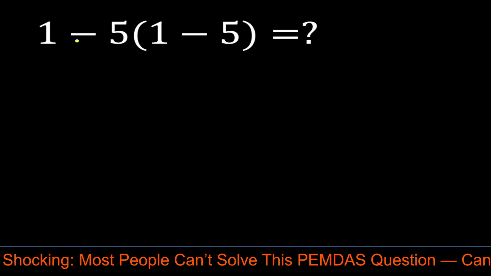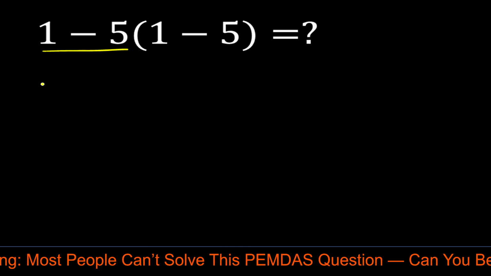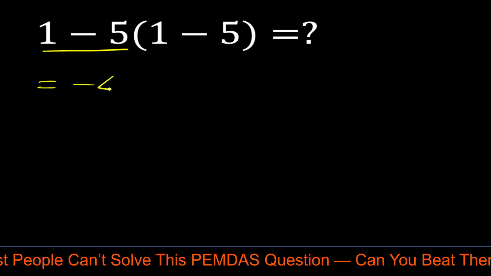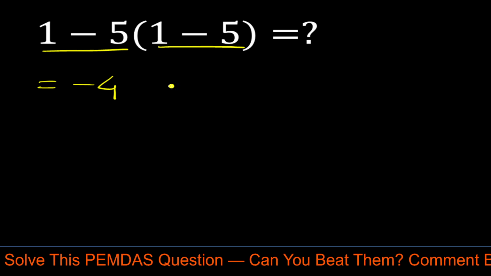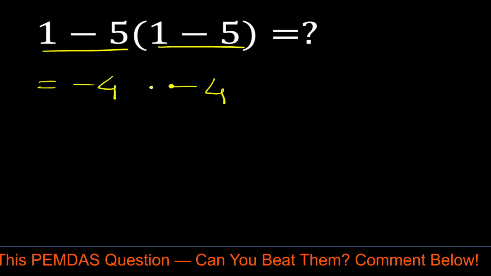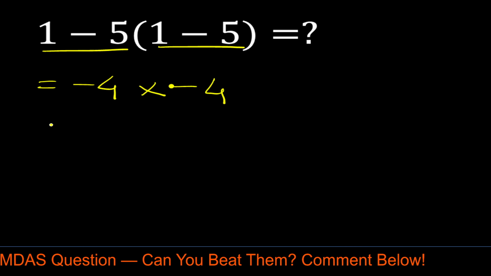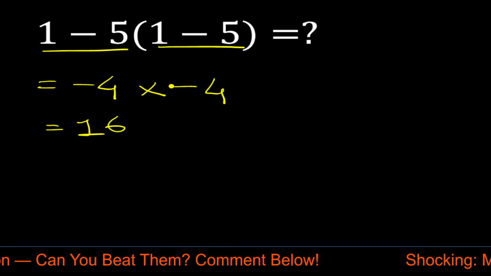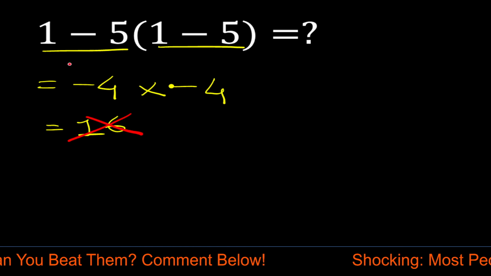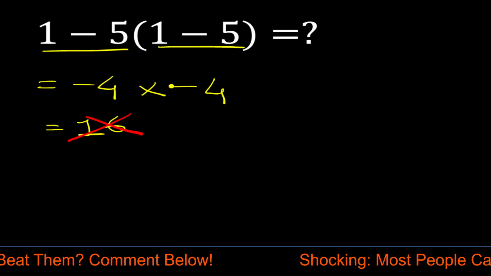So 1 minus 5 is equal to minus 4, right? Then again 1 minus 5 is also equal to minus 4. Now minus 4 times minus 4 is equal to 16, right? But this answer is not correct. This answer is completely wrong.